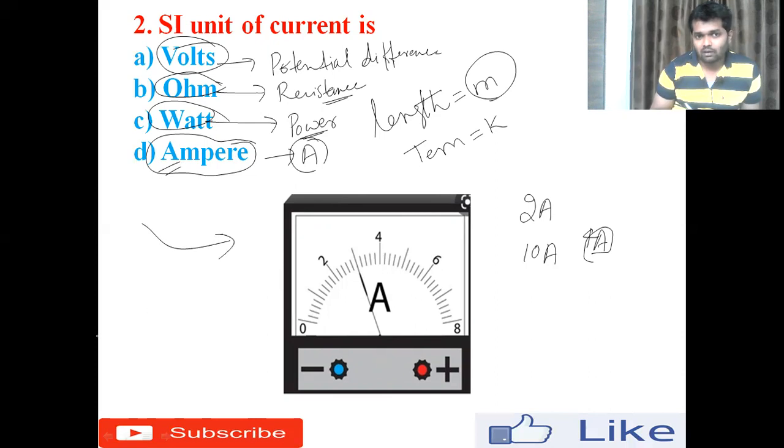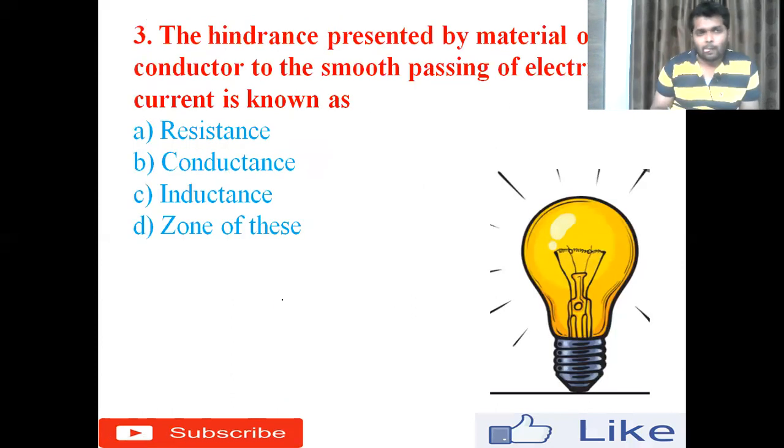I have attached one image that represents an ammeter. What is an ammeter? An ammeter is a device basically used to measure the magnitude of the current flowing in the circuit. All right, we'll move to the next question. Third one: the hindrance presented by the material of a conductor to the smooth passing of electric current is known as: option A, resistance; option B, conductance; option C, inductance; option D, none of these.